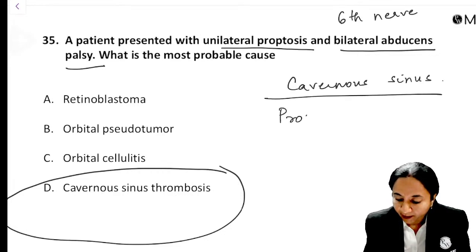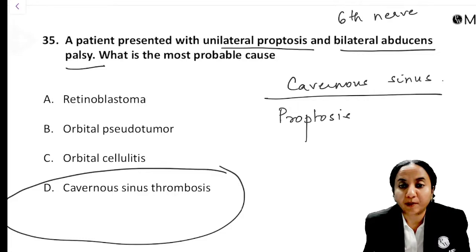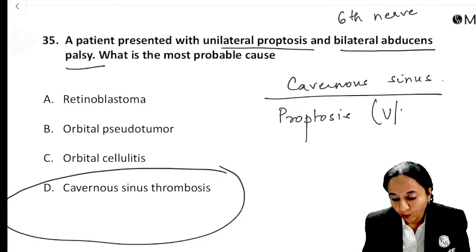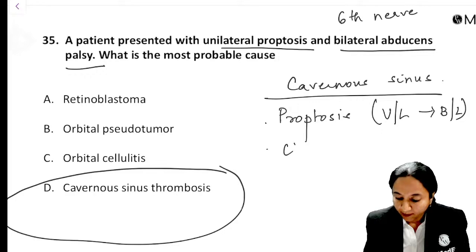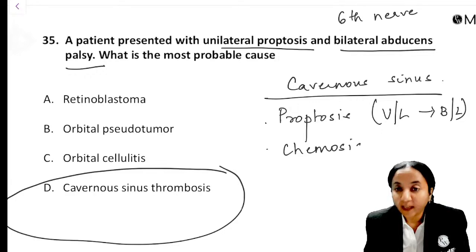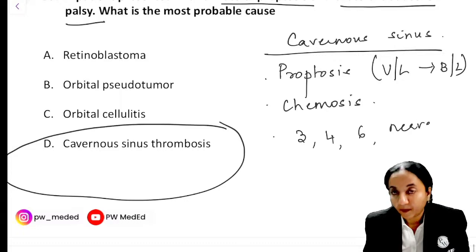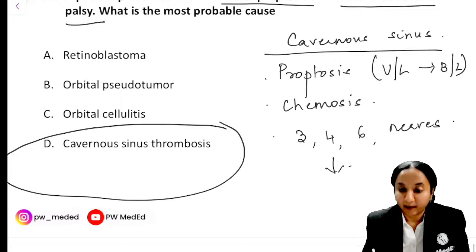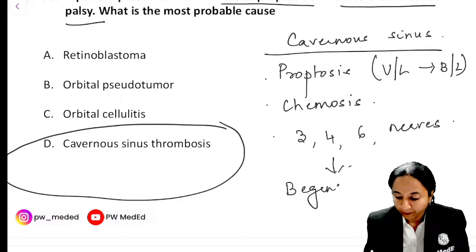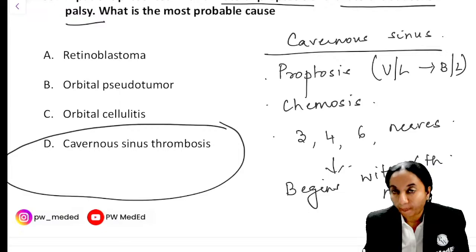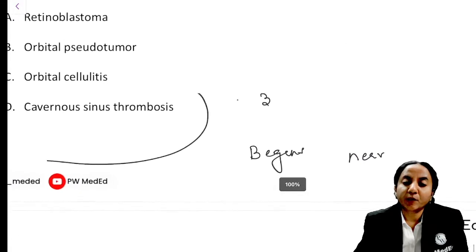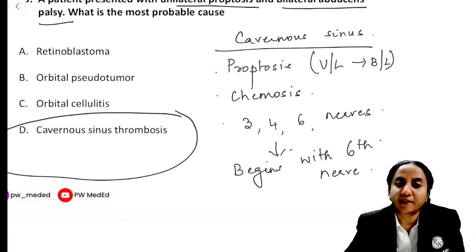When you have cavernous sinus involvement, you will have proptosis. The proptosis is initially unilateral, but then it may become bilateral. There will be chemosis, and in the cavernous sinus, there is involvement of the third, fourth, and sixth nerves. And it begins with the sixth nerve, because the sixth nerve is inside the cavernous sinus. So these are the features you have to look for when there is a question on cavernous sinus involvement.